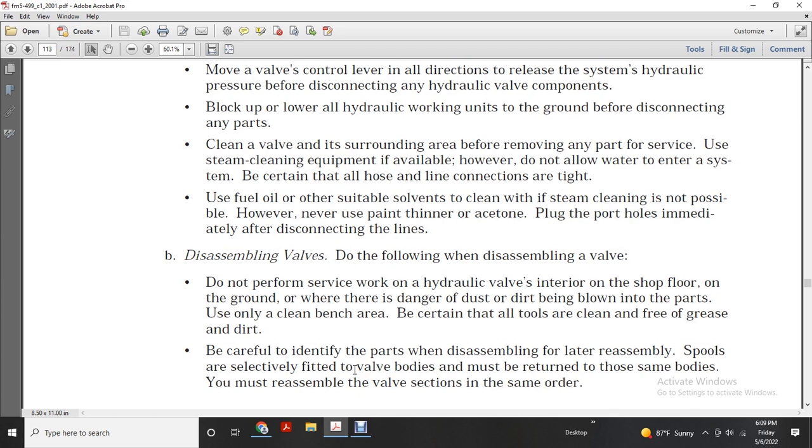Do not perform surface work on the hydraulic valves on the shop floor, where there is danger of dust or dirt being blown into the part. Use only a clean bench area for the part. Be certain that all the tools are clean and free of grease and dirt. Be careful to identify the parts.